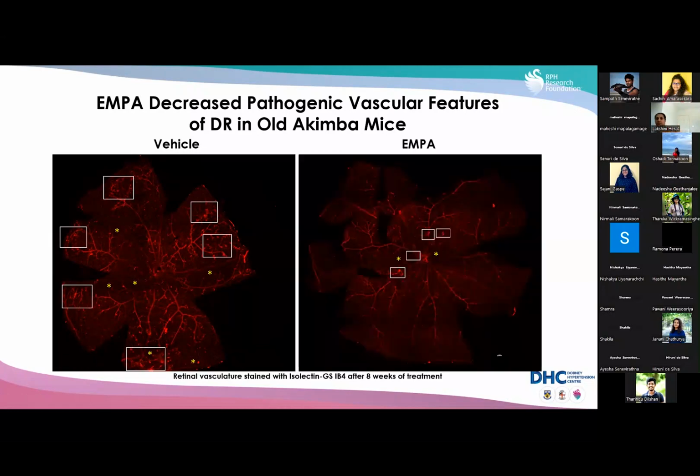What we were able to show was with the treatment of the SGLT2 inhibitor EMPA, these features such as microaneurysms and intraretinal microvascular abnormalities, indicated within the small white boxes, were significantly reduced, and also these regions of capillary non-perfusion, indicated by the yellow asterisks, were considerably decreased in the Akimba mice treated with EMPA.